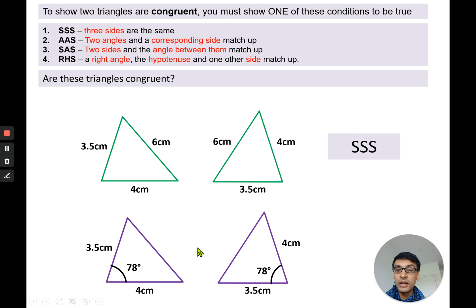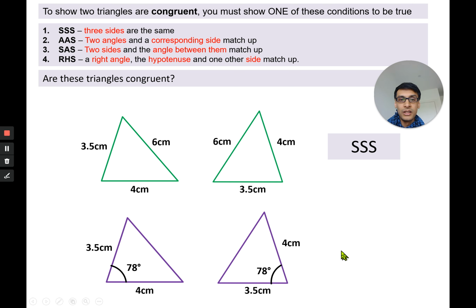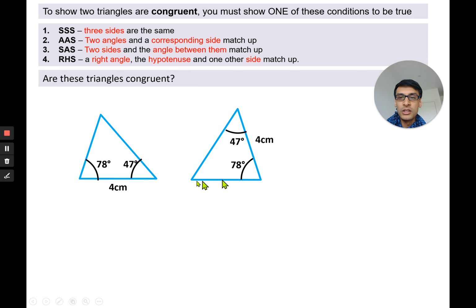Here's another example. The question is, are these triangles congruent? Well, we have side, angle, side. So side, angle, side is one of the proofs. Now we'd actually have to check each of the lengths and see if they do match up. So 3.5, 78, 4, 3.5, 78, 4. Yes, it's been rotated and flipped, but SAS does prove that this is a congruent triangle, which means it's exactly the same triangle.